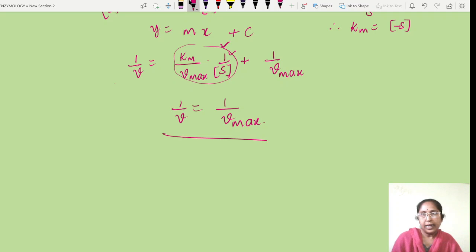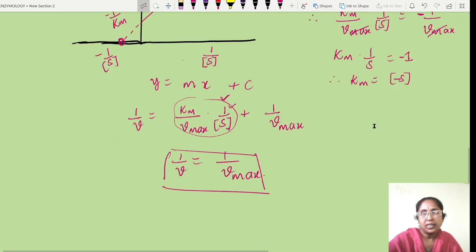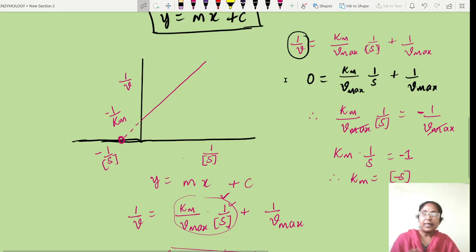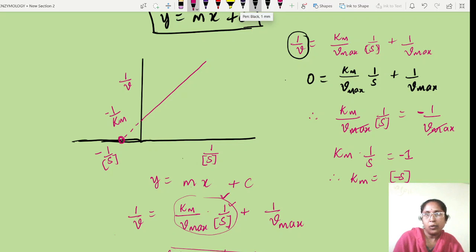Whenever x is equal to 0, if we consider this LB plot, the point where this line touches the y axis is where x is equal to 0, and at that point we get 1/v max. If we take the reciprocal, we get v max.